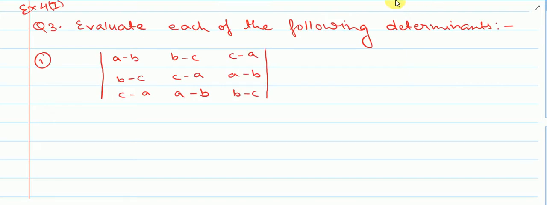Good morning everyone. So we have been doing exercise 4.1. In the previous class we had done question number 2 and today we are going to do question number 3. Here it says evaluate each of the following determinants.